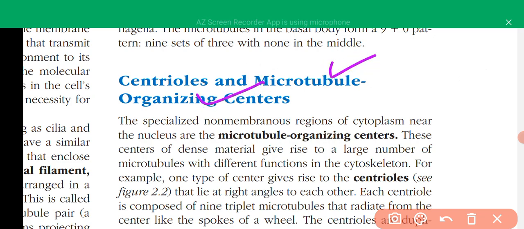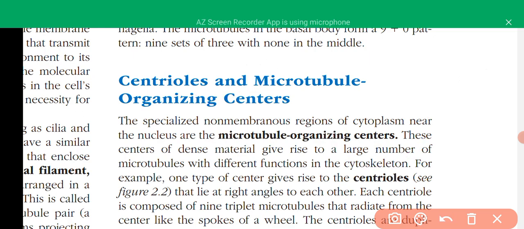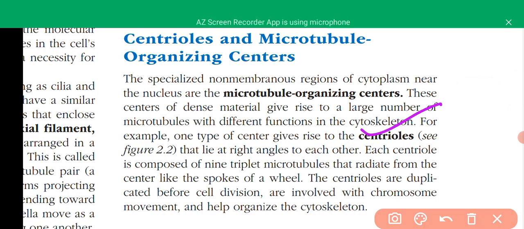Microtubule organizing centers are specific places near the nucleus of the cells that are non-membranous, and they give rise to various structures. One of these structures is the centrioles. Centrioles are found near the cell nucleus, and there are usually two of them.